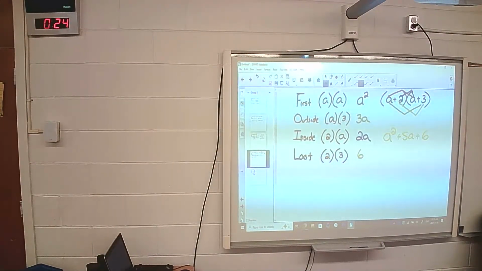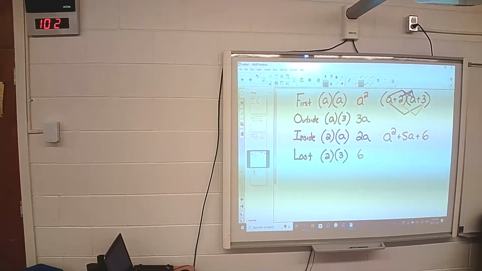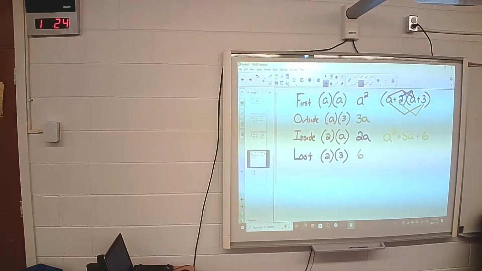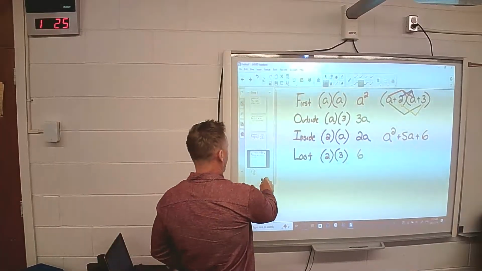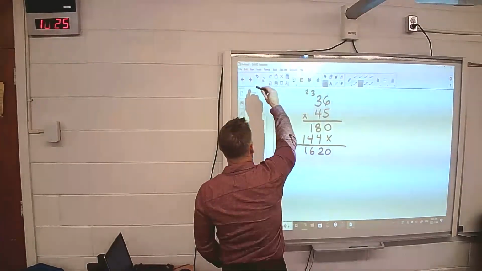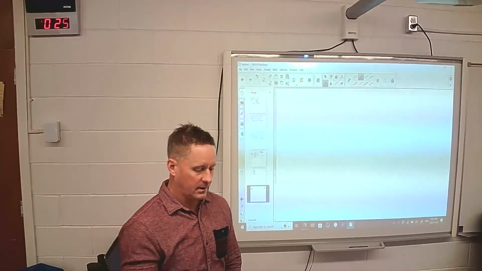Now, when you get real good at this, you're going to understand that the outside and the inside will always add together. The first stays the same, the last stays the same, but the outside and the inside add together. Okay? So now, let's rattle off some examples and let's see if we can do this fairly quickly.